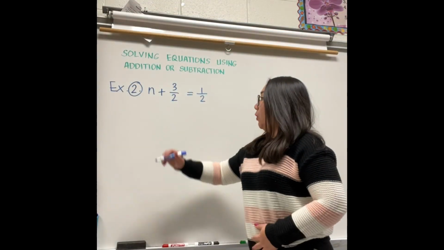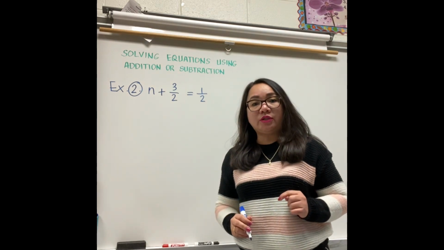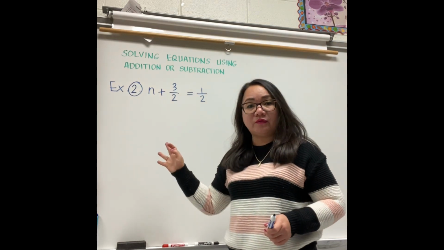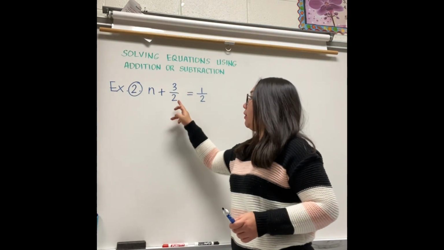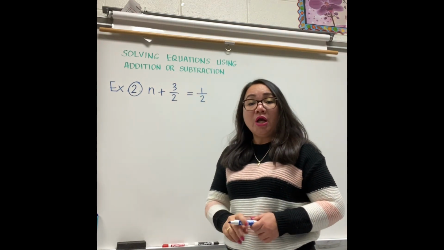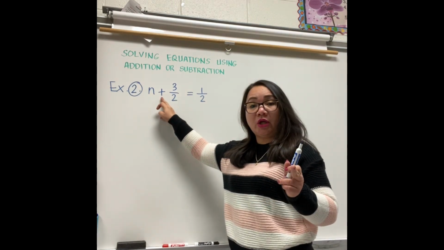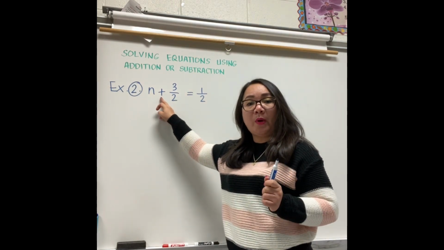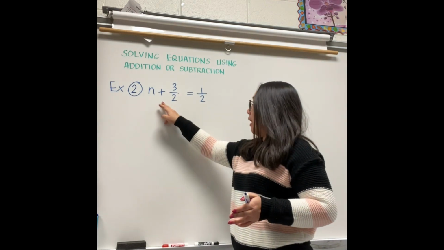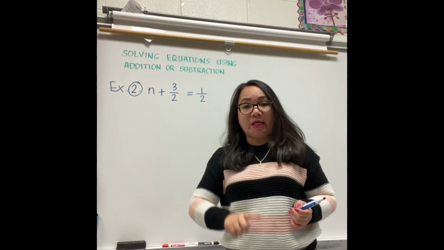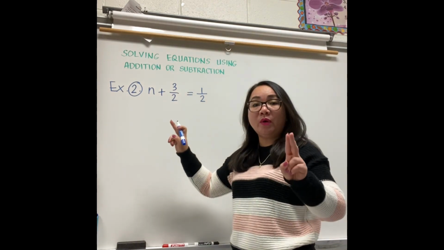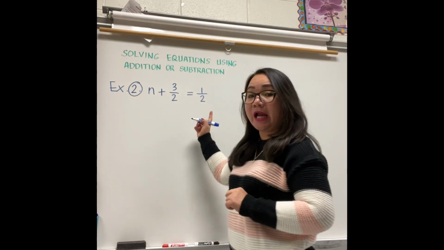Example number 2. n plus 3 halves is equal to 1 half. So you notice that n here is added with 3 halves. So what we're going to do is eliminate 3 halves so that n will be by itself on this side of the equation. So to do that, we will undo the addition by applying the subtraction property of equality. So subtracting the same number on each side of the equation produces an equivalent equation. So here, we are adding 3 halves. So we will subtract 3 halves to each side of the equation.